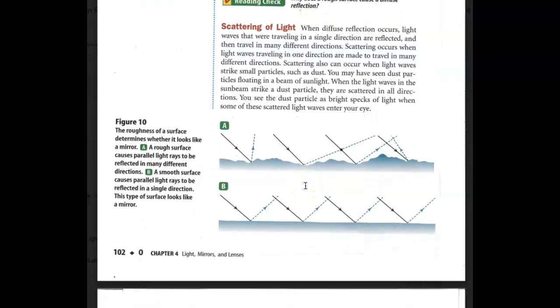Here's that figure they were referring to earlier. The roughness of a surface determines whether it looks like a mirror. So figure A right up here is a rough surface, and it shows that as light bounces off this rough surface, it gets scattered in all different directions. Okay, and then B shows this little flat object down here, like a mirror, that is very flat, very clean, very smooth. So when light hits it, it bounces off very cleanly. And this is where you can see your image in a mirror.